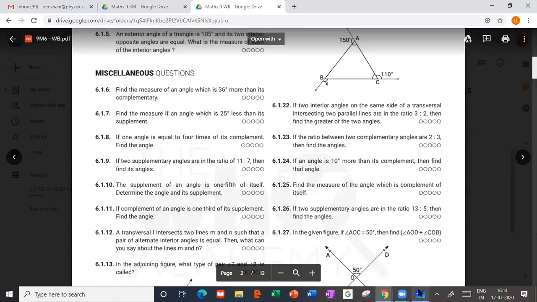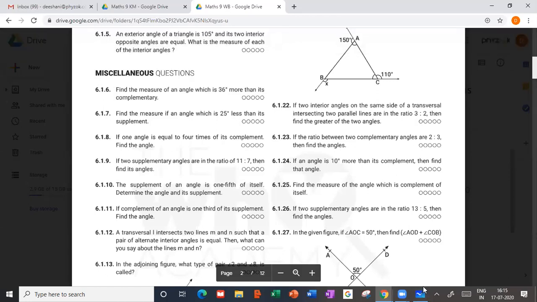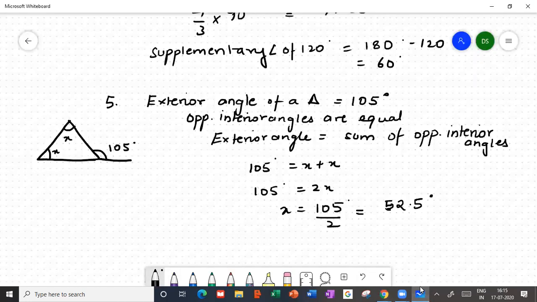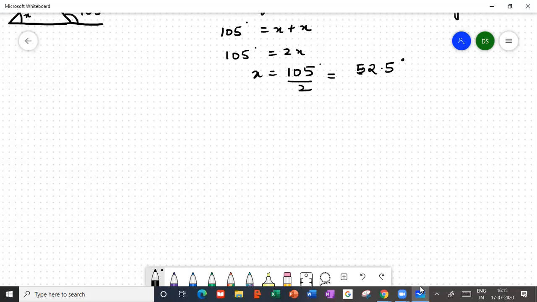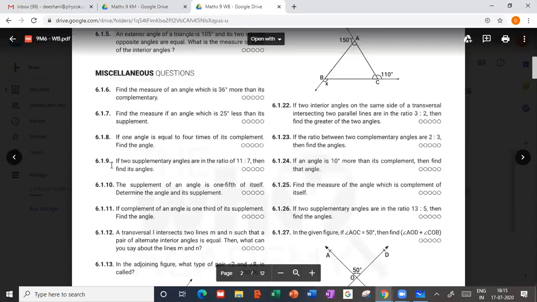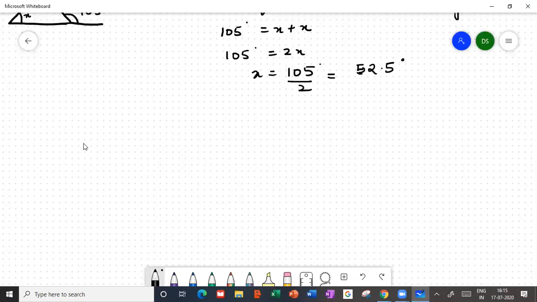So this oral answer is awesome, but you need to write it also, isn't it? Okay, let me just write this. Let one of the angles be x. Yes, correct.